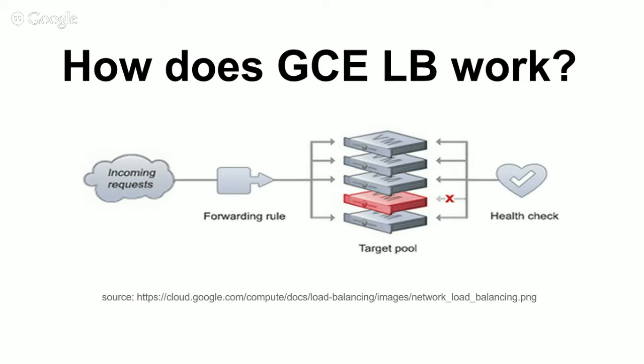Simply, a target pool is a set of instances or VMs created in GCE. One target pool can have any number of forwarding rules. A forwarding rule defines how to forward the traffic to the VMs in the target pool. Health checks monitor the healthiness of the instances. If any instance is unhealthy, the traffic will not be forwarded to that instance, and the other instances will handle the traffic.